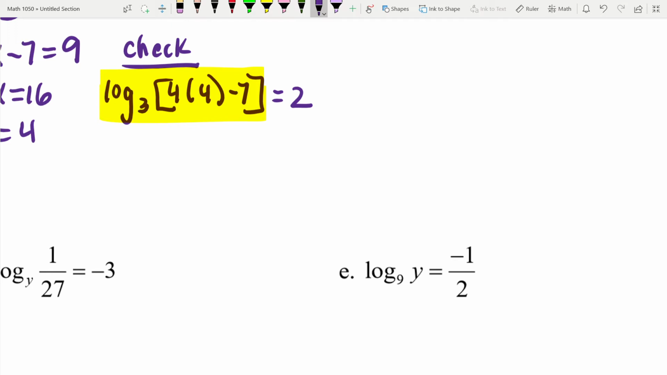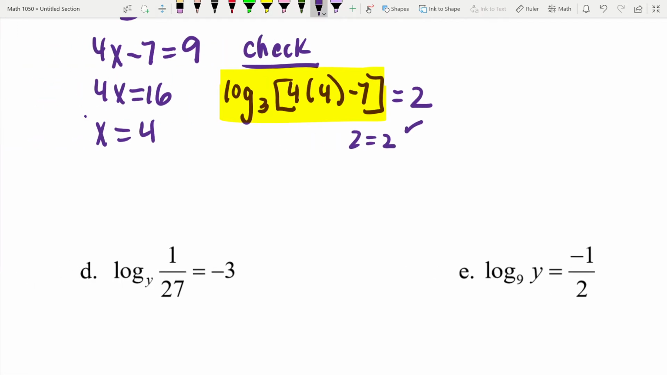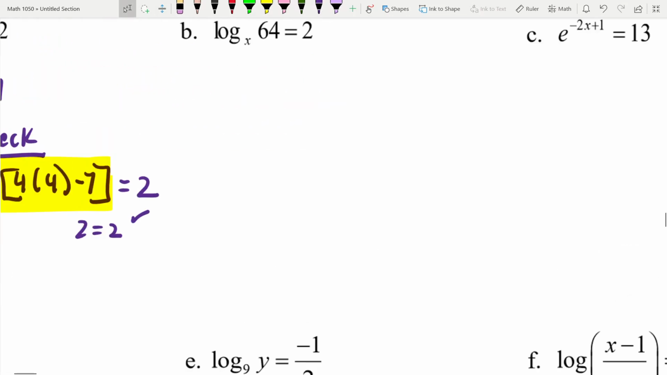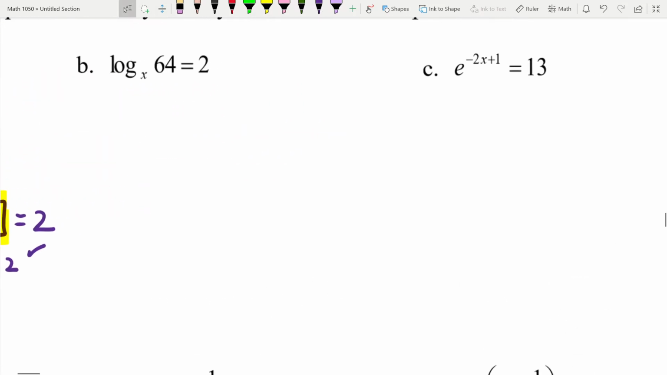What do I get? I got 2 equals 2. It checks out just fine. My answer is x equals 4. If I don't end up getting a 2, then the answer would be no solution. Okay? Okay, let's do this next one. Everybody in the room tell me, am I stuck? Talk to me. I'm stuck, right?